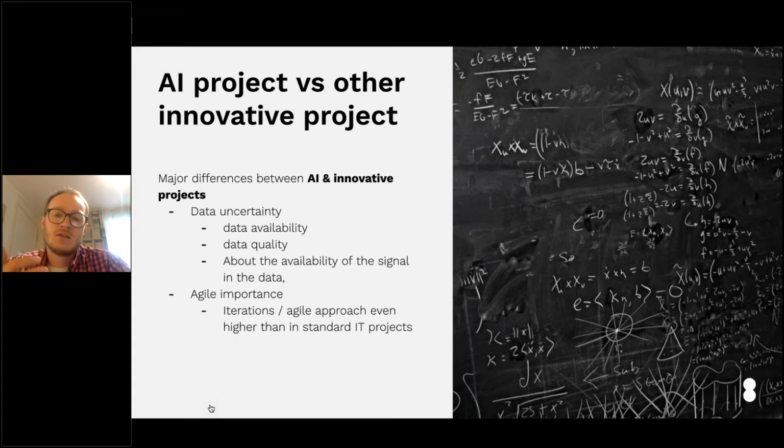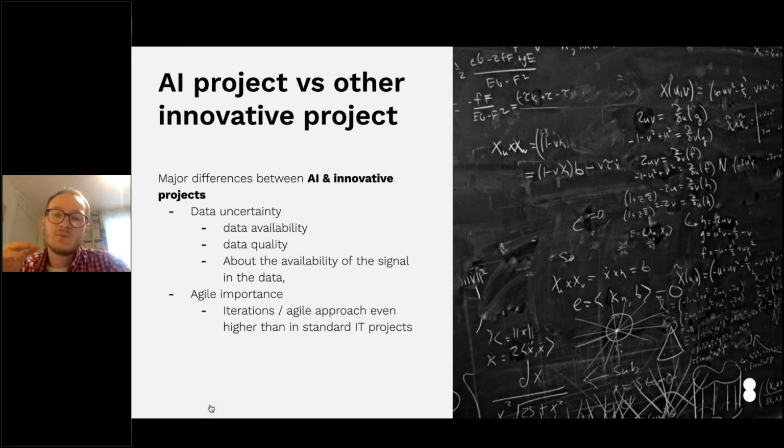And as I mentioned, the data is the fuel that runs the AI engine. And that's why you need to be quite careful with the data when running AI projects, right? So you need to be able to verify if you have the right data, if the quality of the data is correct. Are the signals in the data allowing you to develop an AI solution?